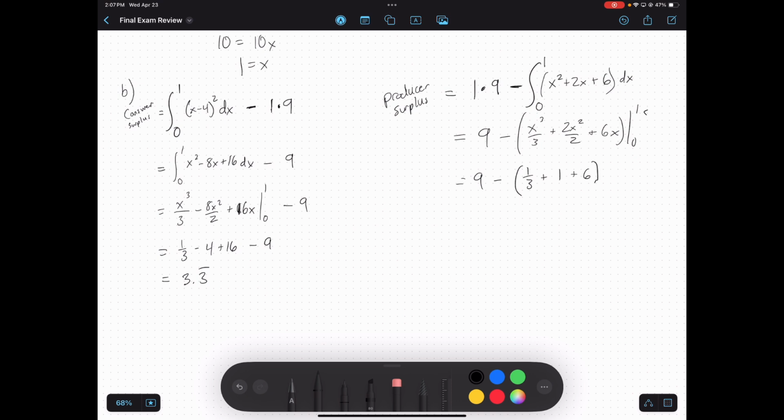Once again, what happens when I plug in 0? That's what's nice about polynomials: if you ever have a bound of 0, you're just going to get 0 when you plug 0 in. Nice. And what does that give me? That gives me, let's see, 9 minus 7 is 2 minus another 1/3, so that gives me 1 2/3, or 1.6 repeated. And there's my producer surplus. Very nice.